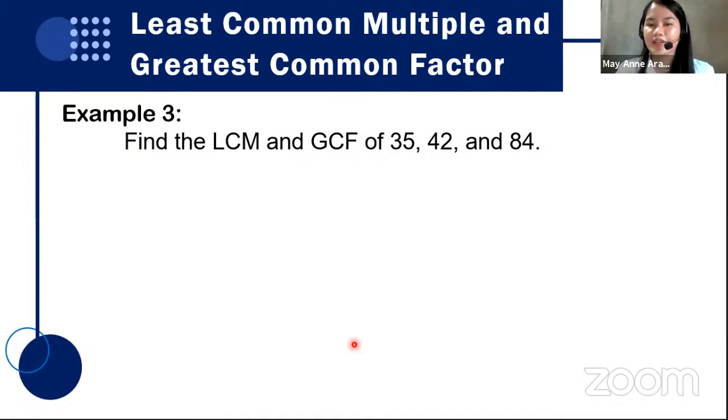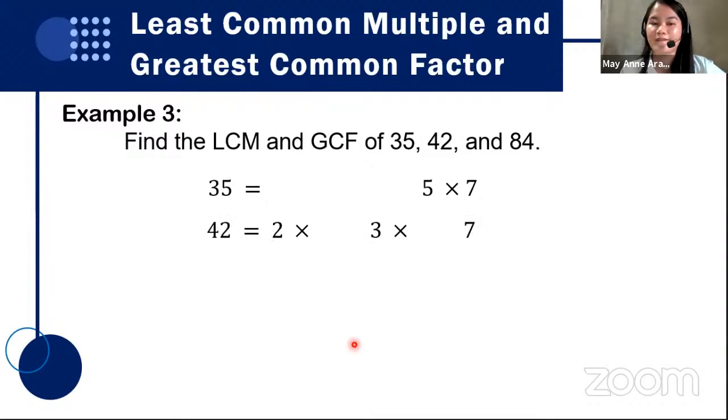Okay, now, we have 3 numbers here. So, find the LCM and GCF of 35, 42, and 84. So, for this, we will use the prime factorization method. First, list the prime factors of 35. The only prime factors of 35 are 5 and 7. And for 42, we have 6 times 7, and 6 is 2 times 3. So we have 2 times 3 times 7. And for 84, we have 2 times 2 times 3 times 7.